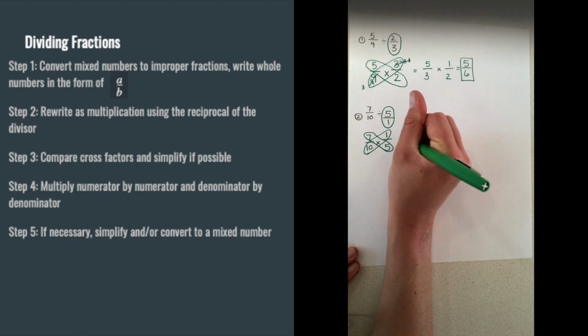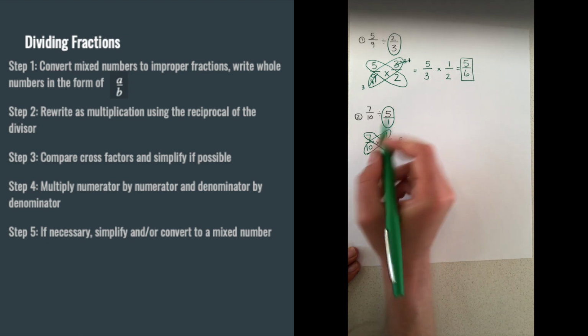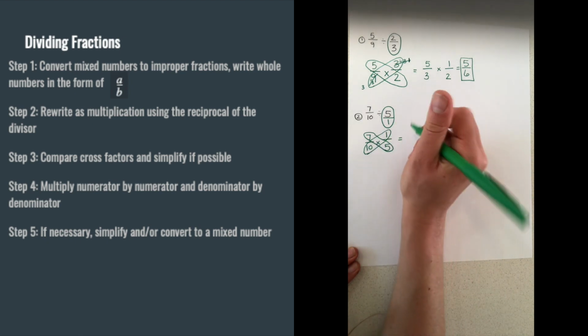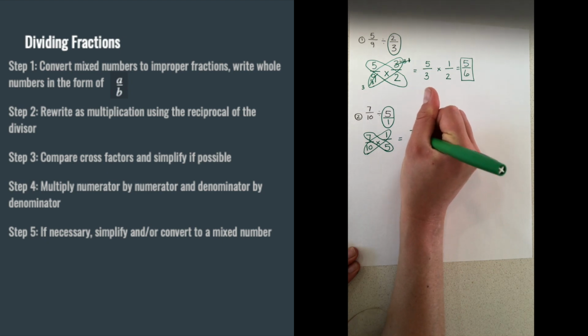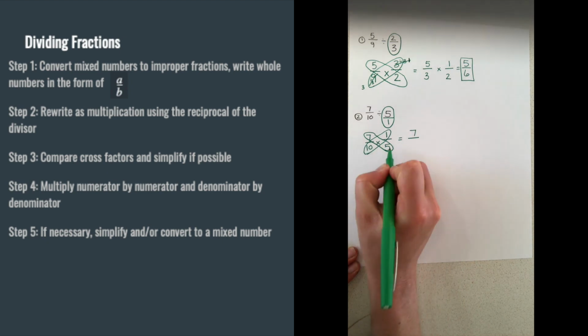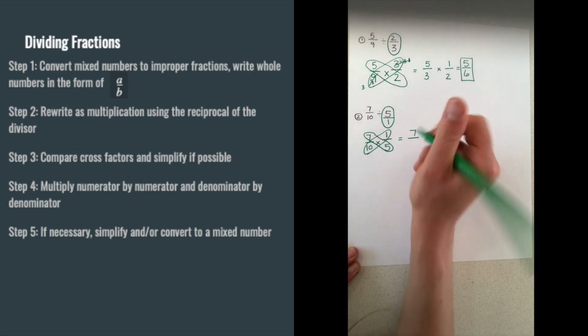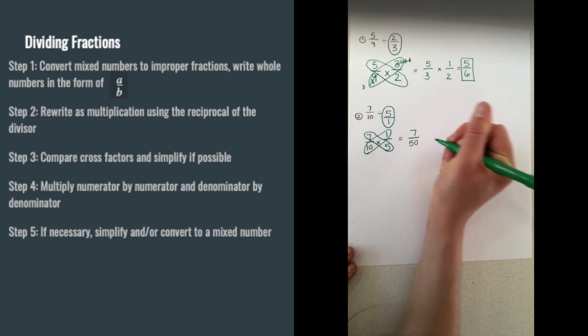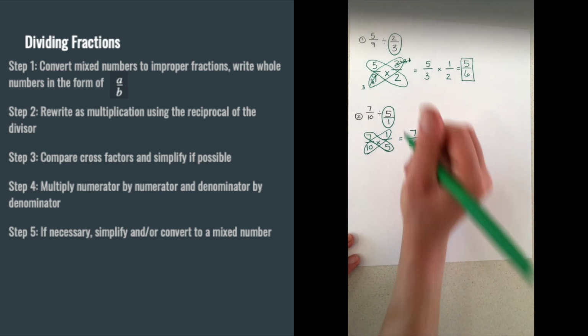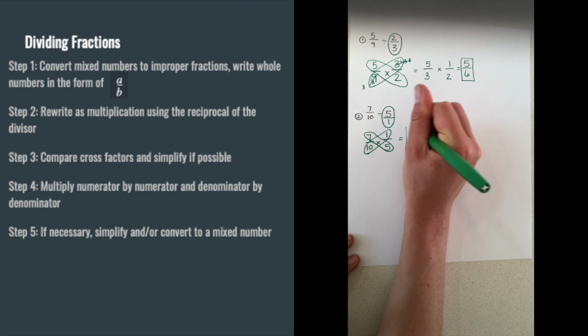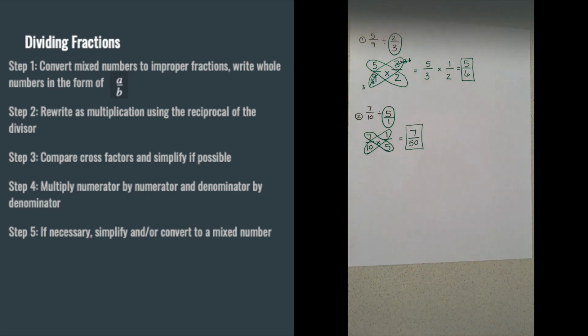So we can move on to step 4, which tells us to multiply numerator by numerator, 7 times 1, which is 7, and denominator by denominator, 5 times 10, which is 50. I think that gives us our final answer of 7/50. All right, that is all for today's lesson on dividing fractions. You have plenty of independent practice to do. Reach out to your teachers if you have any questions.